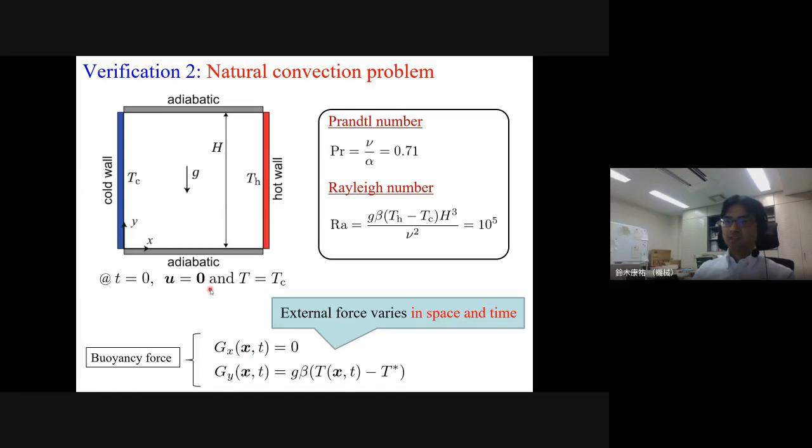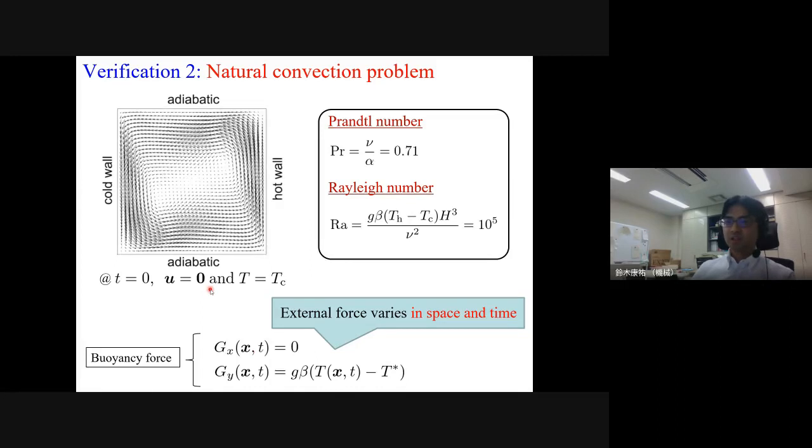The flow is initially at rest and tends to the steady state like this. So this force varies in space and time. Unfortunately, the analytical solution of the problem is not known, but we can check the equivalency of the two forcing schemes by calculating the difference of the results.